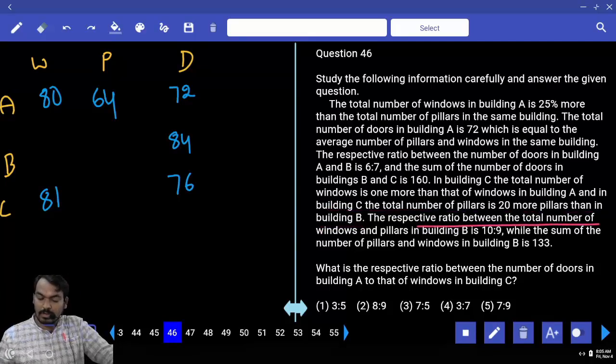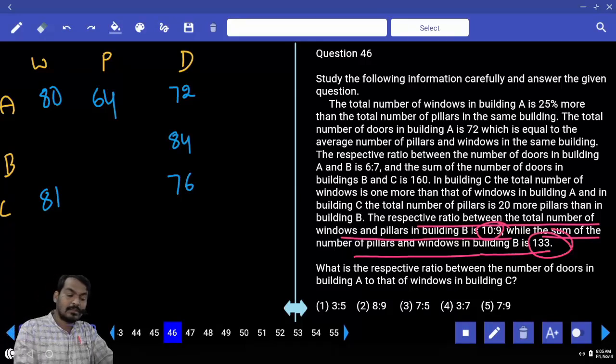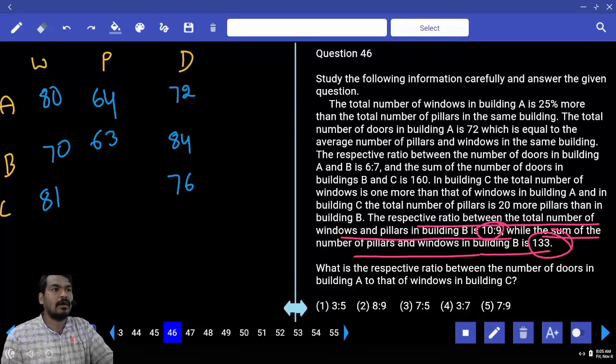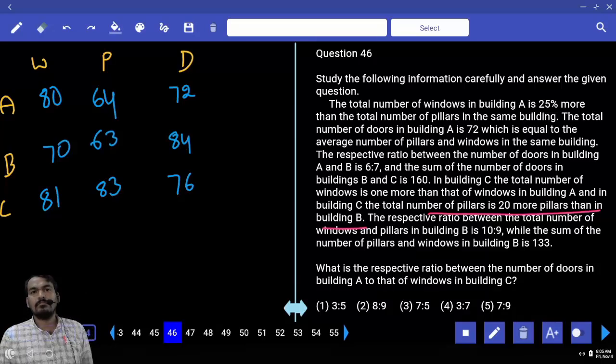The ratio between the total number of windows and pillars in building B is how much? 10:9. And the sum of the number of pillars and windows in building B is how much? 133. 10 plus 9, 19 parts. 19 parts is 133. Every one part is 7. 10 parts are 70. 9 parts are 63, or not? Direct values, or not? Next. And one more, the number of pillars in C is 20 more than the pillars in B. 63 plus 20, 83, or not? I think direct data, or not?